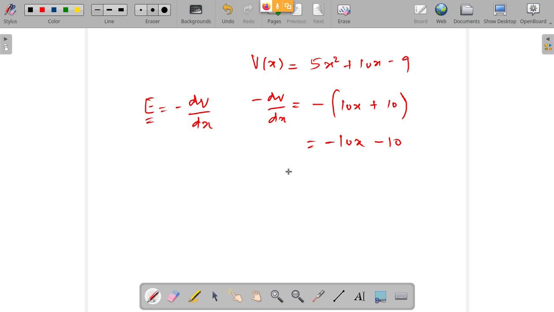Once you do that, at x you have to substitute. This is the electric field now. Electric field at a point you want. So at x is equal to 1, this is going to be minus 10 times 1 minus 10. That is minus 20 volt per meter.